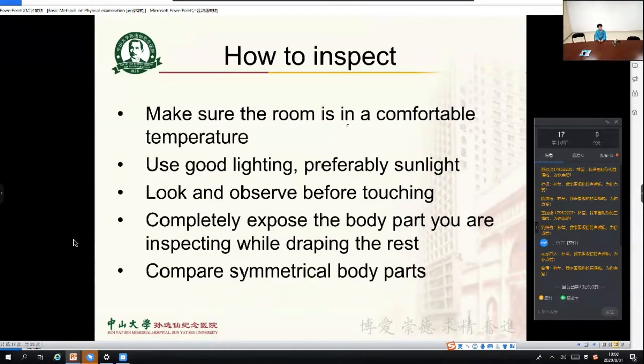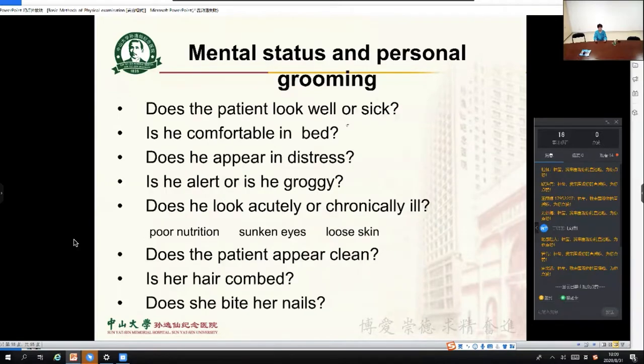How to inspect? Make sure the room is at a comfortable temperature and use good lighting, preferably sunlight. Look and observe before touching. Completely expose the body parts you are inspecting while draping the rest. Compare symmetrical body parts. If you examine one part, you need to examine both symmetrical body parts.